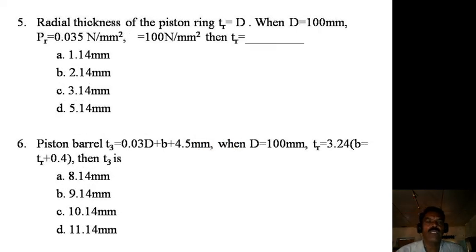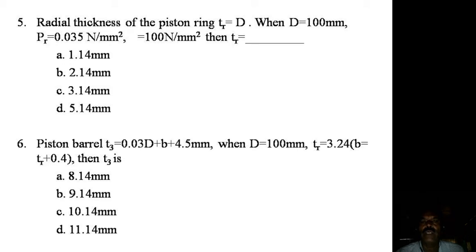Okay. So next, question number 5. Radial thickness of the piston ring. TR is equal to D times the square root of 3PR by sigma, where D is equal to 100 mm, PR is equal to 0.035 Newton per mm square, and sigma is equal to 100 Newton per mm square. Then TR is equal to what? By applying the formula, finally you will get the answer. So for question number 5, the right answer is C, that is 3.14.